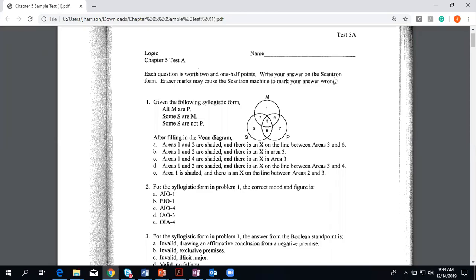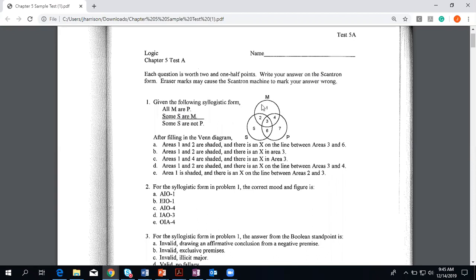Hi everyone. In this video, I'm going to walk you through some of the problems from this practice test. Given the following syllogistic form, after filling in the Venn diagram here, what would be the appropriate shading? All M are P.